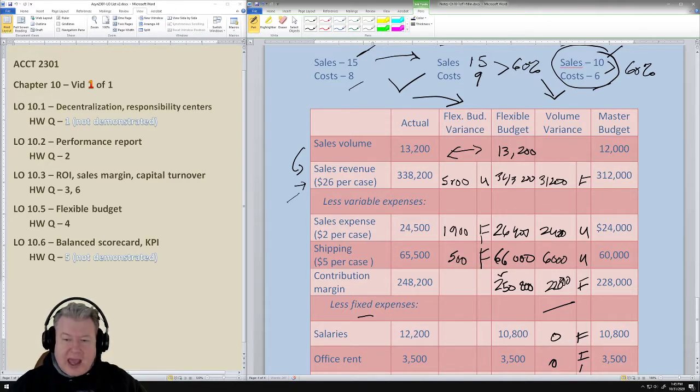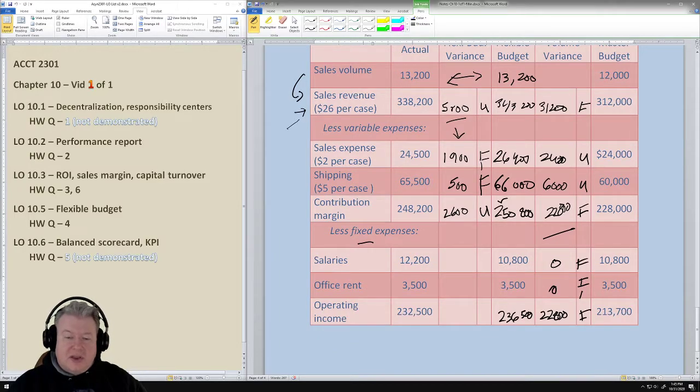And therefore, when we calculate all this, the contribution margin is under by 2,600. Now, we want the contribution margin to be more. It's less. So ultimately, even though the expenses were favorable, the revenue was more unfavorable. In other words, this 5,000 of unfavorable outweighed the favorable less expense.